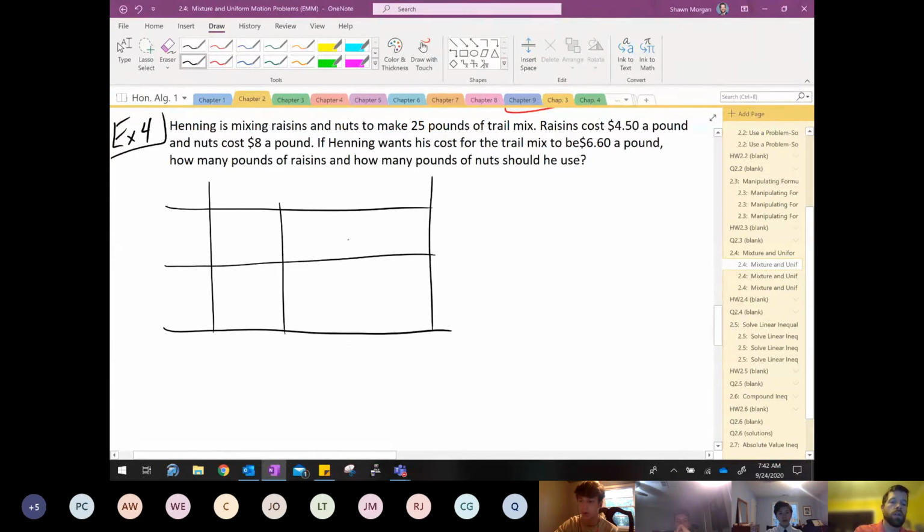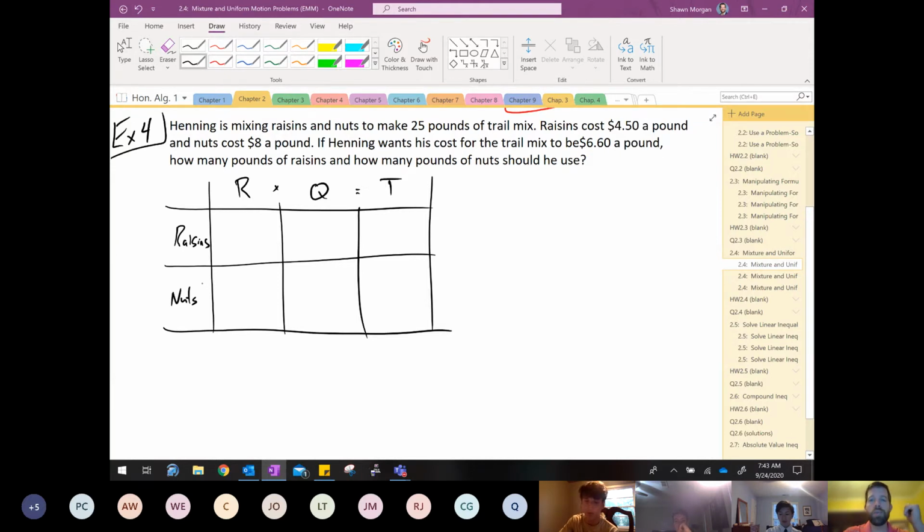Okay, so I'm going to set up my chart. Rate, quantity, total. Okay, we've got raisins and nuts. So we've got raisins, and we've got nuts. I just ate some raisins this morning. Yum, yum, yum. Nature's candy, as a character on Parks and Rec would say.